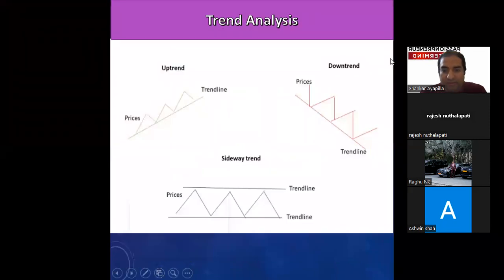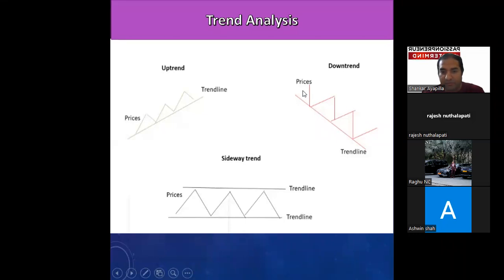So we have three different trends in a stock market. You either have an uptrend, or a downtrend, or a sideways trend. Now, how do I check the uptrend? I always check it by matching the lows of every point. I will have to draw a trend line which will always match the lows of every point.